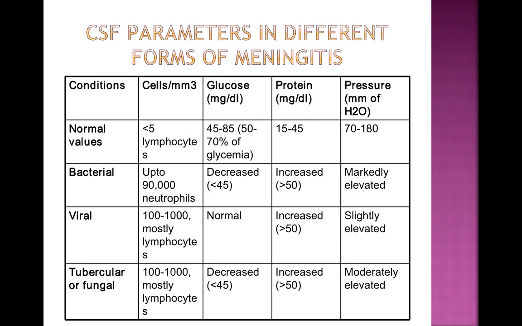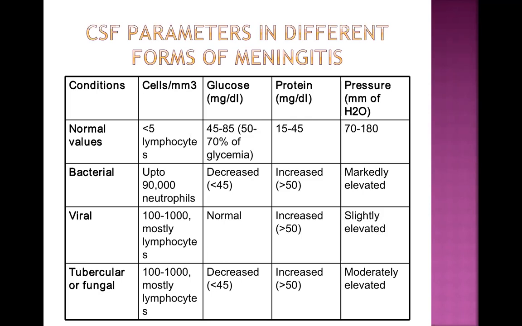Now, what happens in viral meningitis? The cells are increased, okay, but not as high as in bacterial meningitis, but they are high, in the range of 100 to 1000, and they are mostly lymphocytes. Regarding the glucose, it is normal. Protein is increased, but not as highly as in bacterial meningitis, and pressure is slightly elevated.